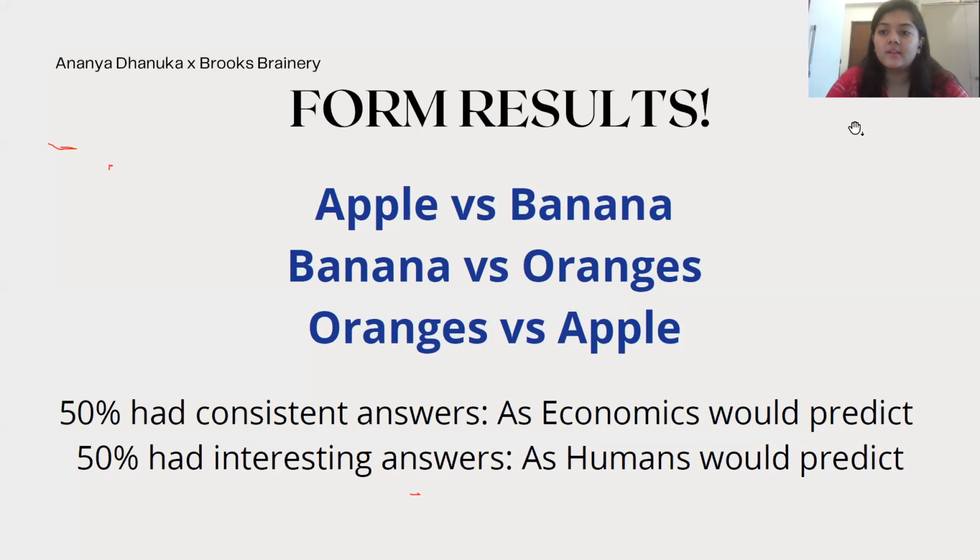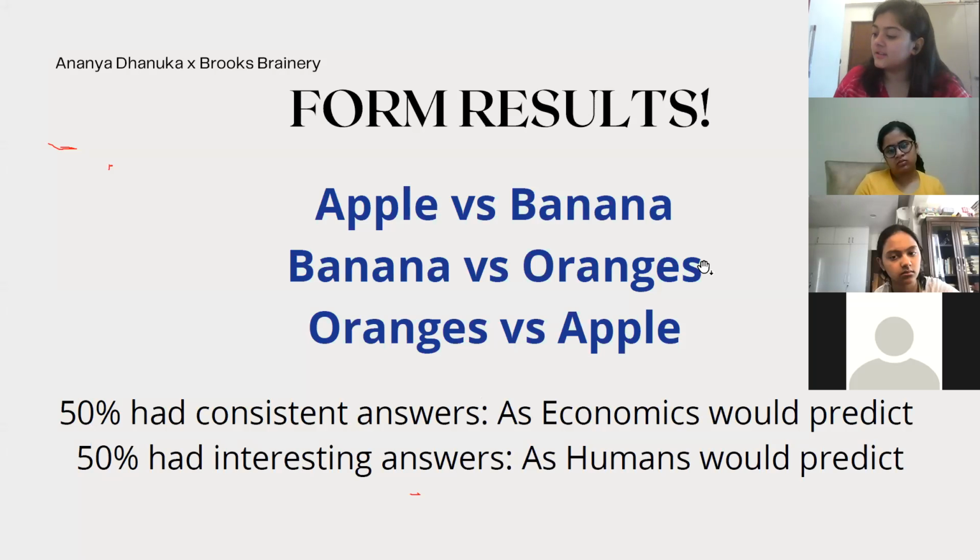Okay, finally, the form results, right? I think it's exactly 10:30. The questions that everyone got were apple versus banana, banana versus orange, and oranges versus apple. It was really interesting to see the form results because of the different permutations and combinations that we saw. And there was literally no one who had inconsistent behavior, that is, if someone chose apple over banana, they didn't end up choosing oranges over apple.